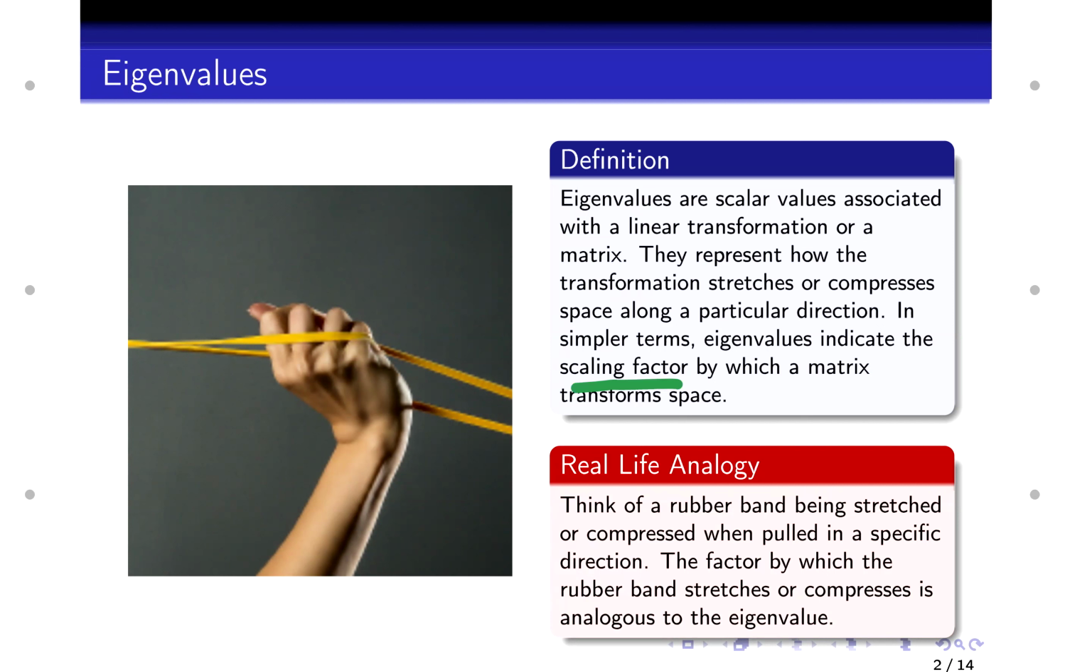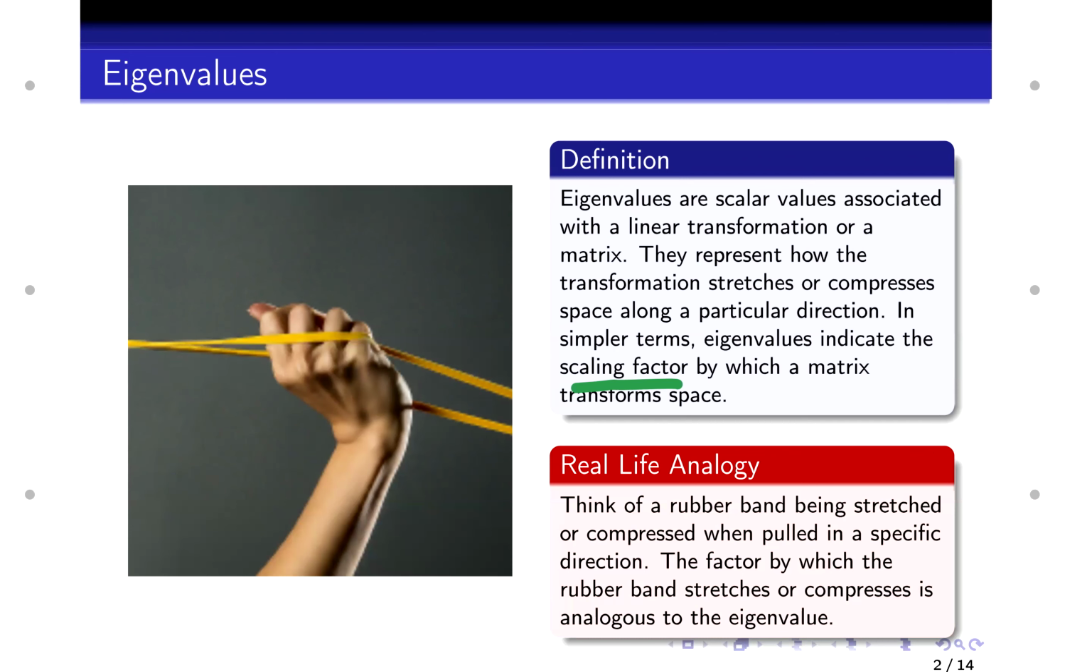Now, a real life example is the picture you see to your left. Think of a rubber band being stretched or compressed when pulled in a specific direction. If you stretch a rubber band in a specific direction, the factor by which it stretches or compresses is analogous to the eigenvalue. So if stretching makes the size double, you can say the eigenvalue is +2. But if you have a compressible ball, you press it and it shrinks to half its size, then you can say the eigenvalue is -2. So that's the kind of idea eigenvalue represents.